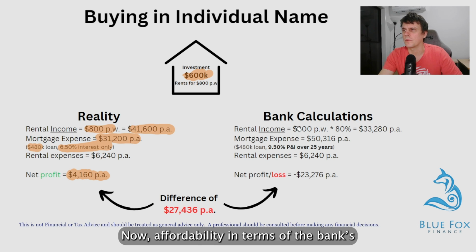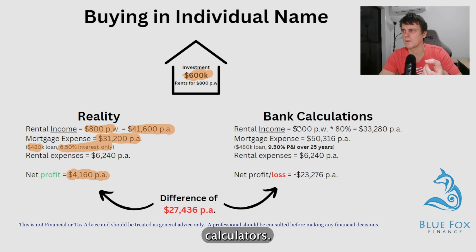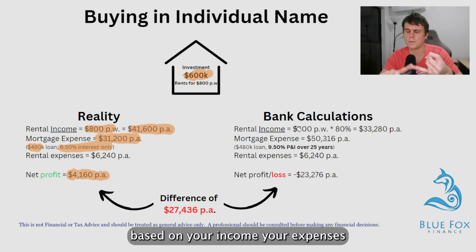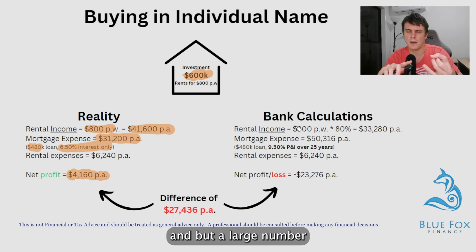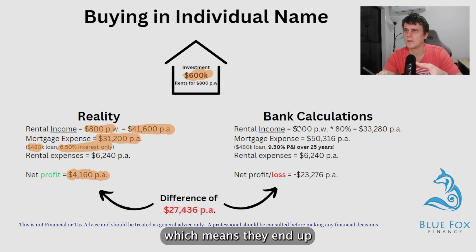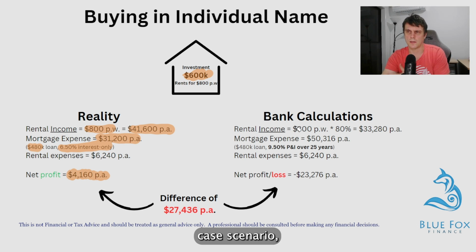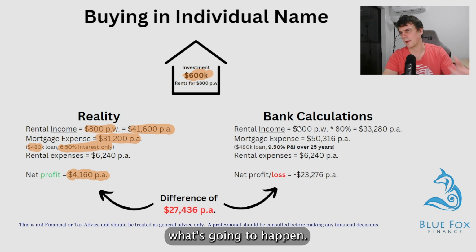Now, affordability or the bank calculation. So affordability, when you talk about the bank's calculators, so that's based on your income, your expenses, but a large number of other factors, and they're always more prudent than reality, which means they end up decreasing your income as a hypothetical, increasing your expenses as a hypothetical, and making sure that worst case scenario, what's going to happen.